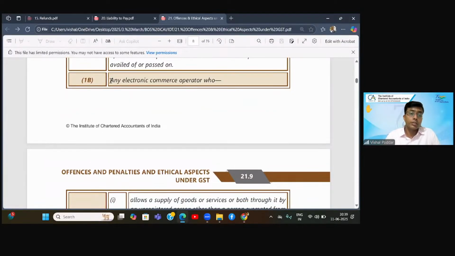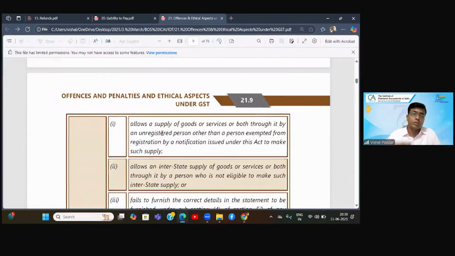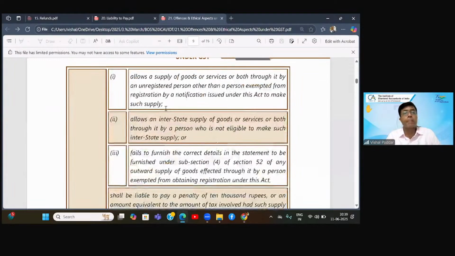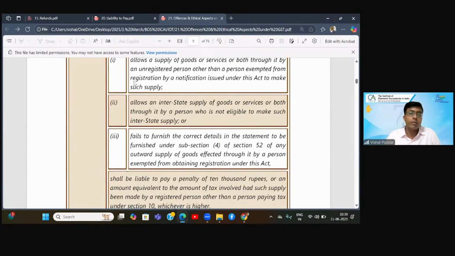Next, this next penalty is for the e-commerce operator. So now some online portal, which is called an e-commerce operator, is doing what? Allows supply of goods or services or both through the portal by an unregistered person other than a person exempted from registration. So the general rule is anybody who wants to supply through the portal should get registered. However, there are exceptions to this where some persons are not required to register even though supplying through the portal.